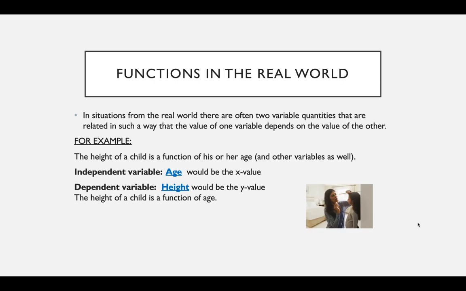Functions in the real world typically have an independent variable and a dependent variable. For instance, age is an independent variable that helps determine the height of a child. Now, there are other variables that can affect the height, but height of a child is a function of age. And so we consider age the input and height the output, age the independent variable, and height the dependent variable.